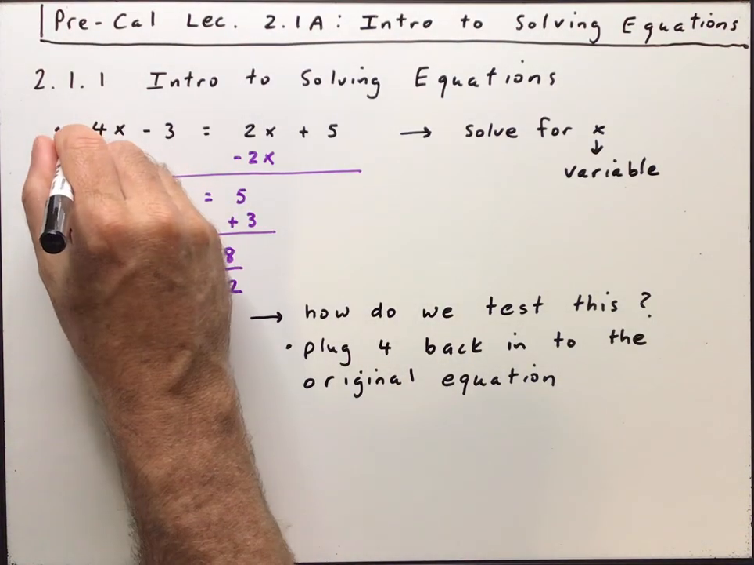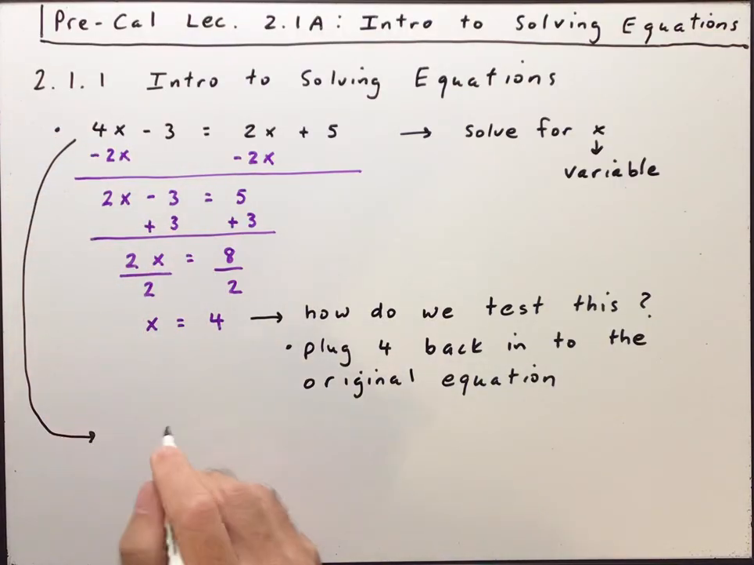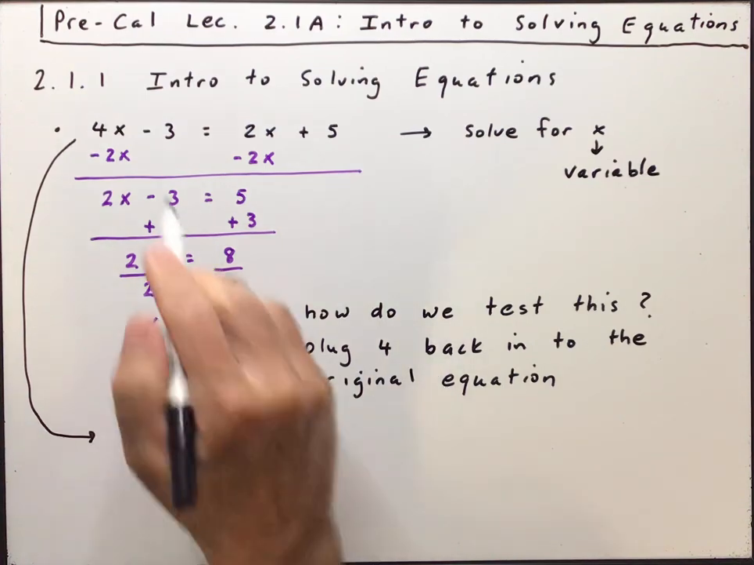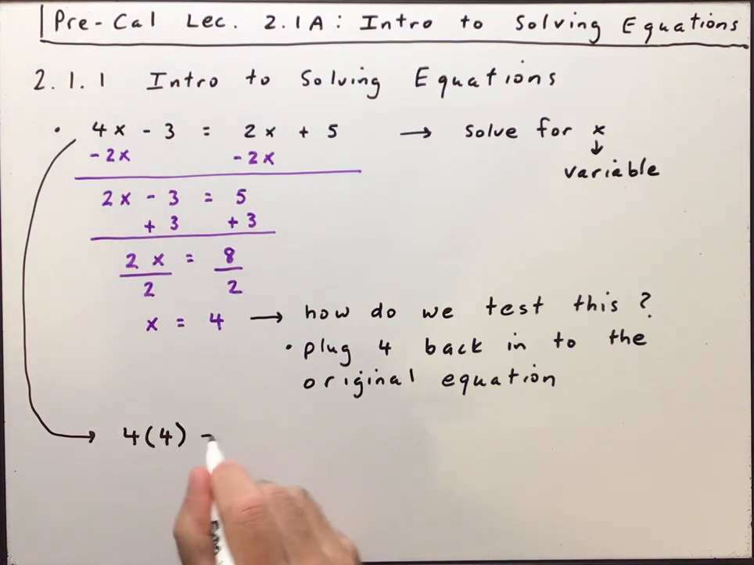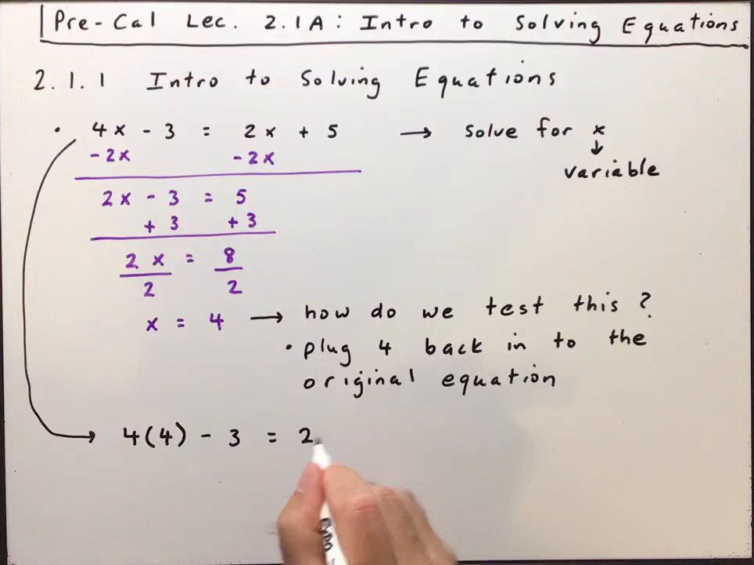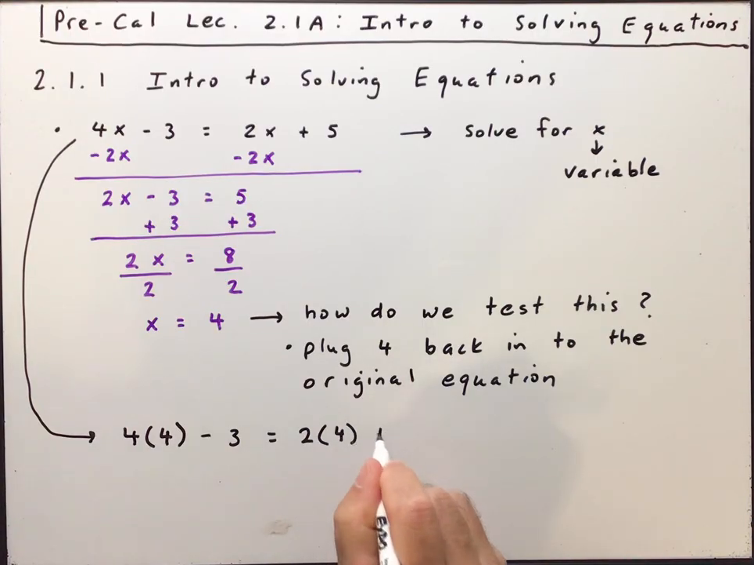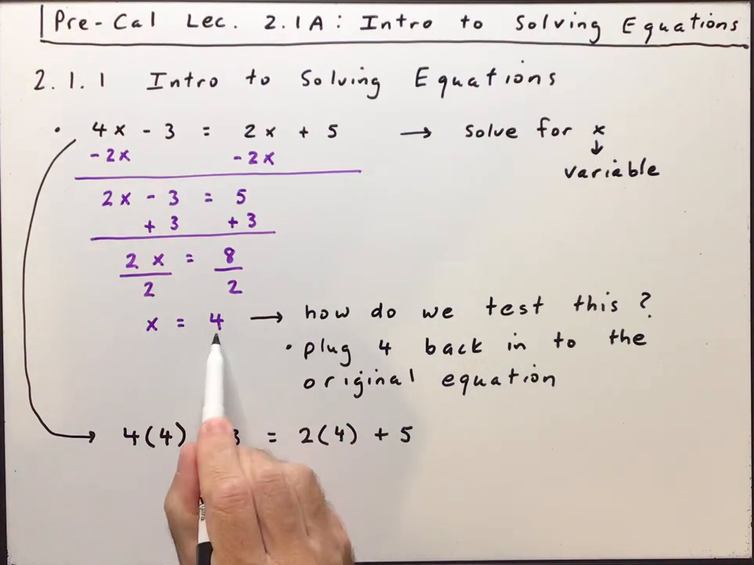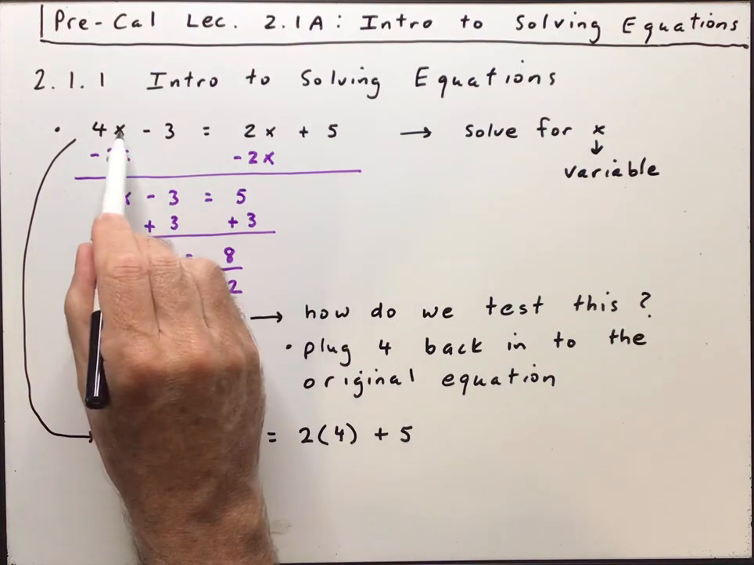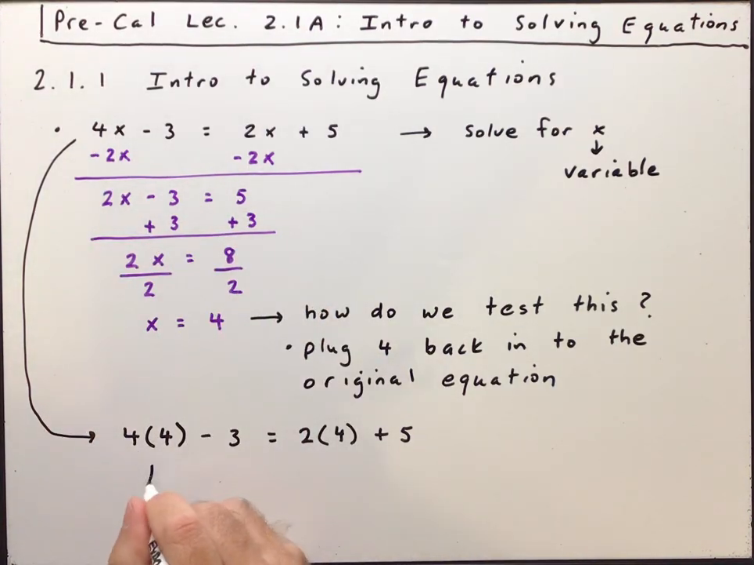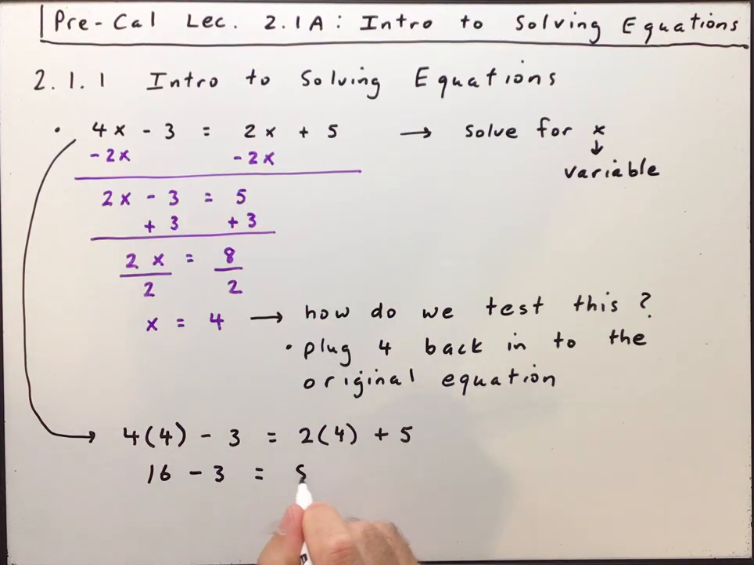So let's bring that back down here, and we're going to plug 4 in. 4 times 4, since x is 4, minus 3 is equal to 2 times 4 plus 5. We're just plugging the answer of 4 back into the x in the original equation. So that'd be 16 minus 3. Is that equal to 8 plus 5? That would be 13 is equal to 13. That's a true statement, so it checks.